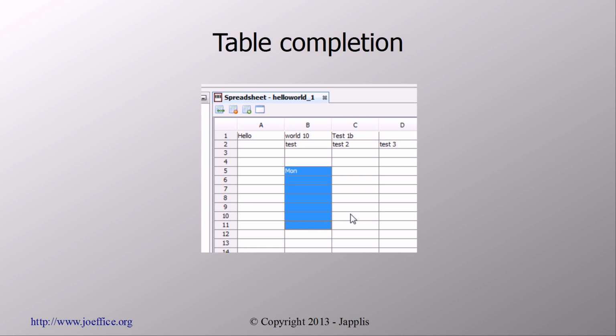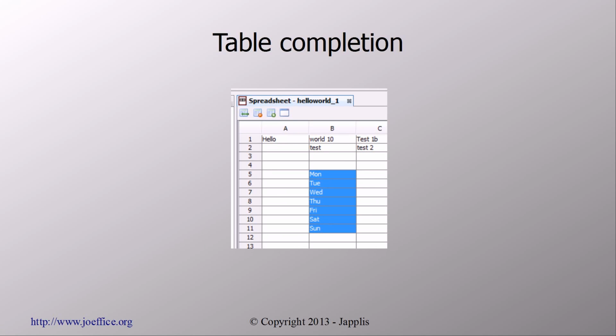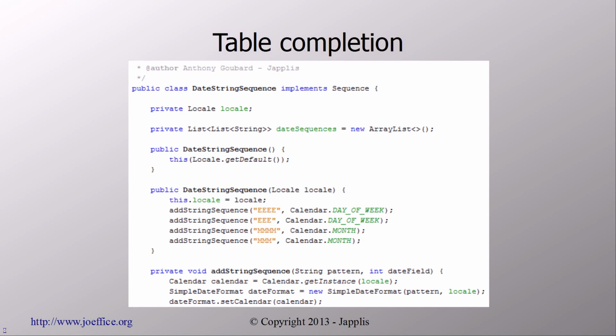I've also done the date sequence. The date is based on the calendar, and there you can have a new text format for it. I've decided to support the months and the days of the week. Here you have an example that starts with Monday, and then it continues with Tuesday, Wednesday, and so on. And it also works with Monday, Tuesday, Wednesday, and so on.